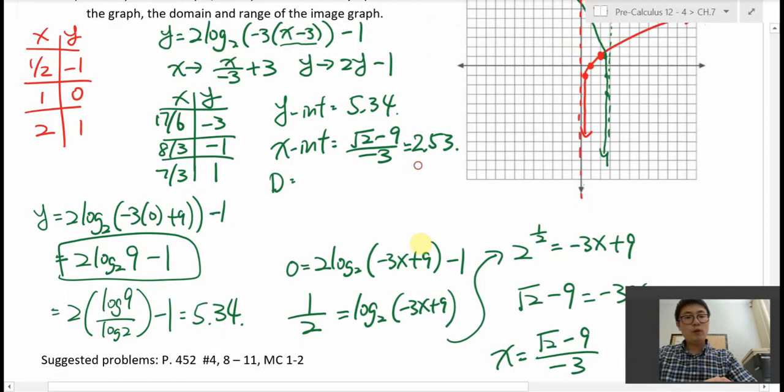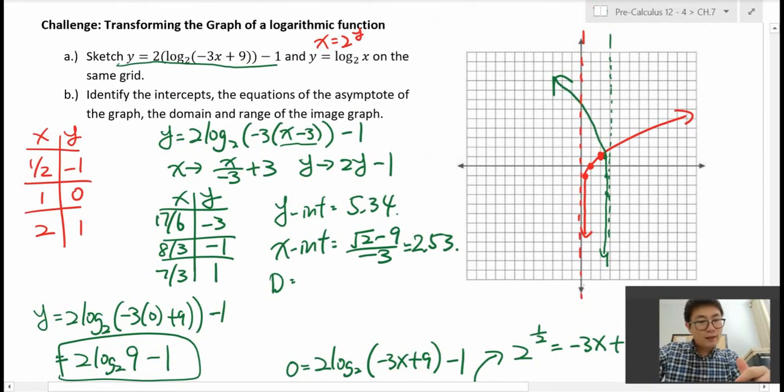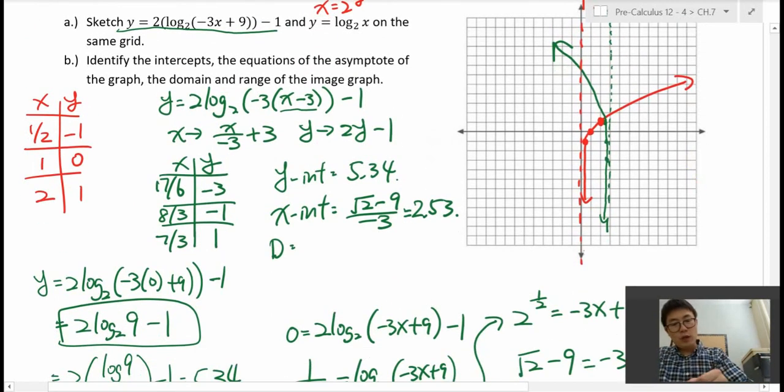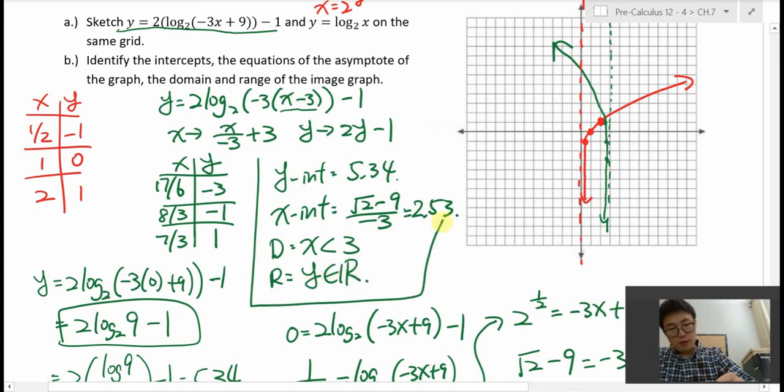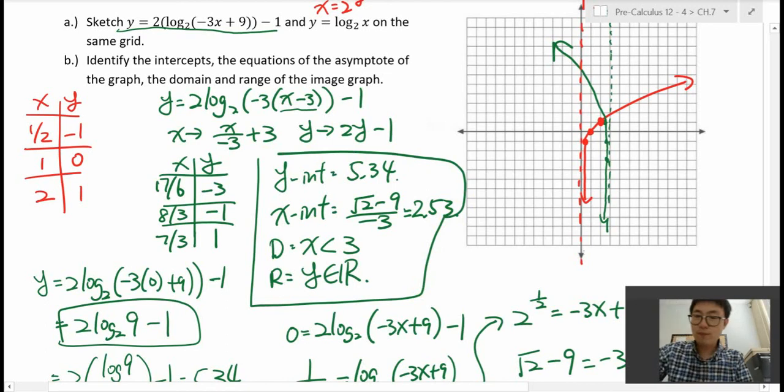For the domain, you can see the graph is actually on the left-hand side of the asymptote here. So your domain is actually x is less than 3 now. It's not greater than because it's on the left-hand side, so it's actually less than 3. The range will not change. This is still y is an element of all real numbers. So there is your part D or part C.